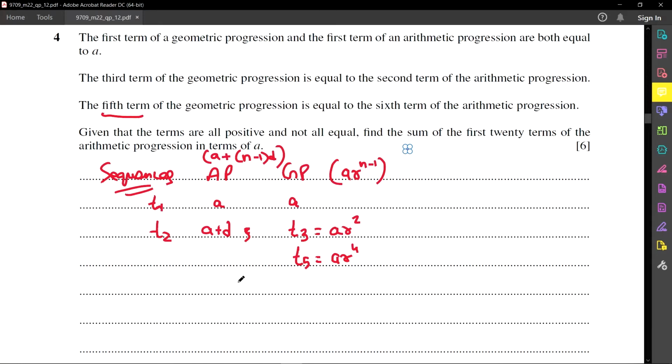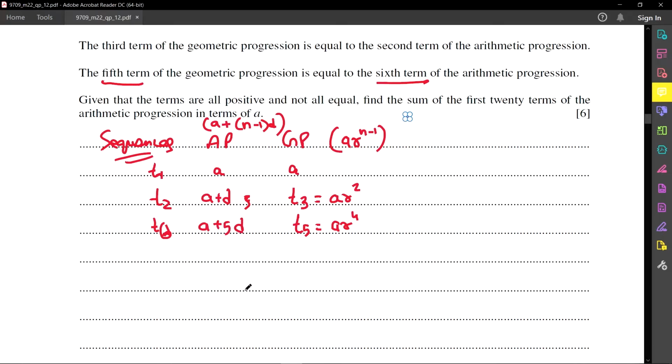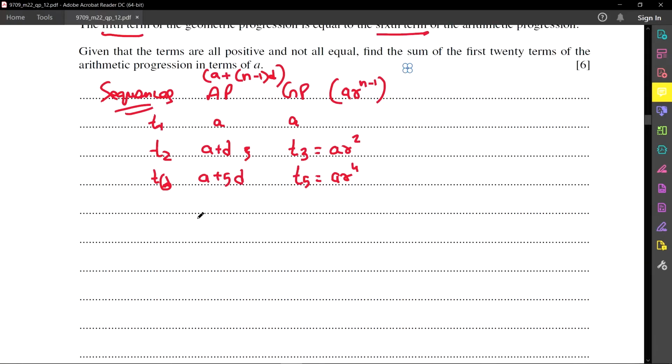So this here is equal to the sixth term. So the sixth term is A plus 5D. Okay. So we have the equations A R square equal to A plus D. This is equation 1. And A R power 4 equal to A plus 5D. This is equation 2.